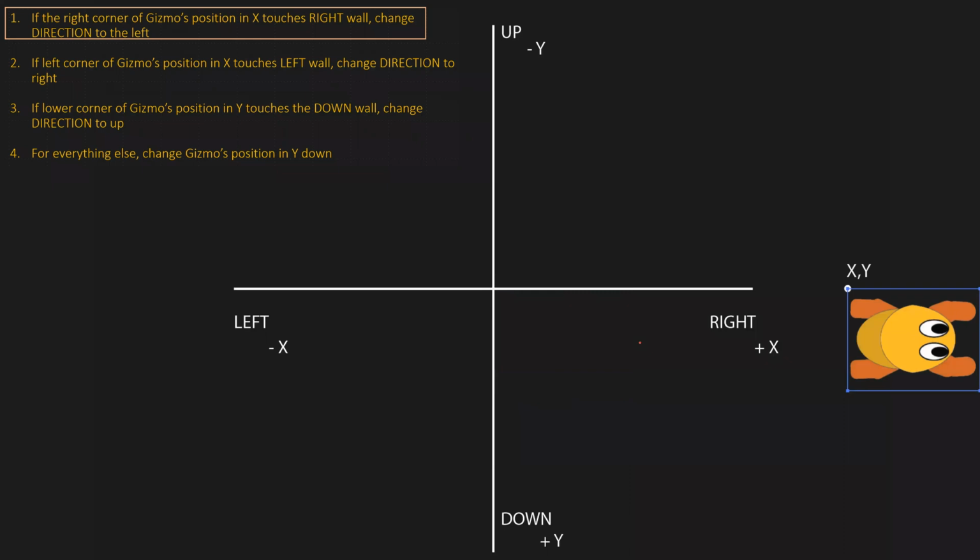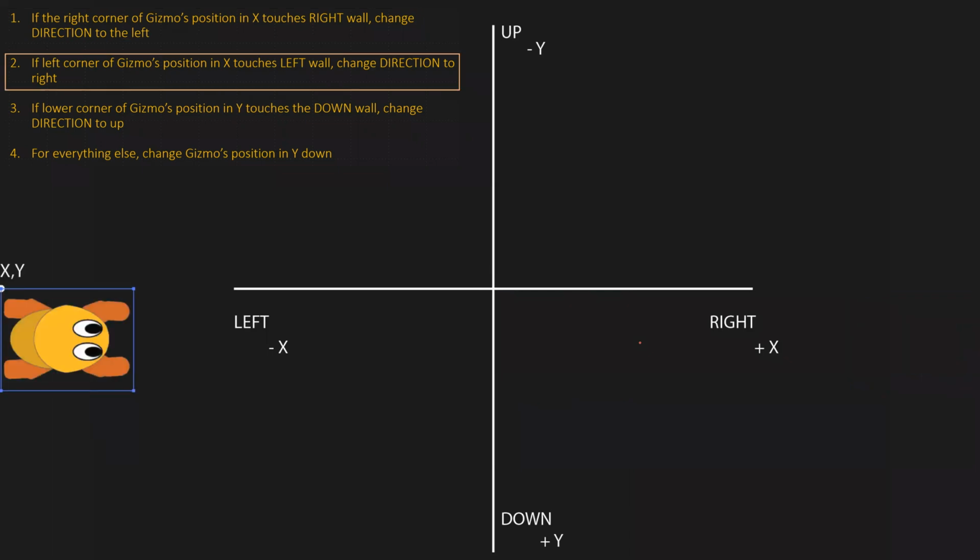It's this one right here. What's the opposite scenario? Well, if the left corner of Gizmo's position touches the left wall, I want to change the direction to the right. In this case, because the position of Gizmo is at the top left corner, there is no part of Gizmo that is before that. Therefore, it's okay that we compare that value directly, without considering the agent's size, to see if it touches the left side of the screen. And if it does, we just need to go in the opposite direction.